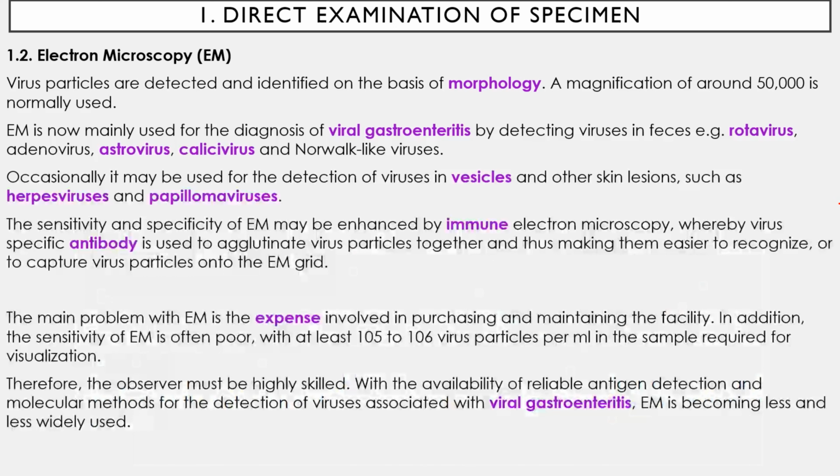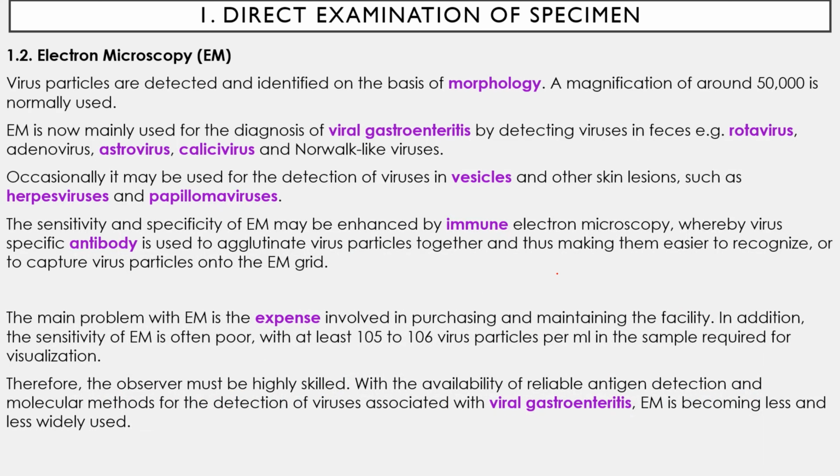Now let's go to another method, electron microscopy, class. Virus particles are detected and identified on the basis of morphology. A magnification of around 50,000 times is normally used. EM is now mainly used for the diagnosis of viral gastroenteritis by detecting viruses in feces, such as rotavirus, adenovirus, astrovirus, calicivirus, and Norwalk-like viruses. Occasionally, it may be used for the detection of viruses in vesicles and other skin lesions, such as herpes virus and papilloma viruses.